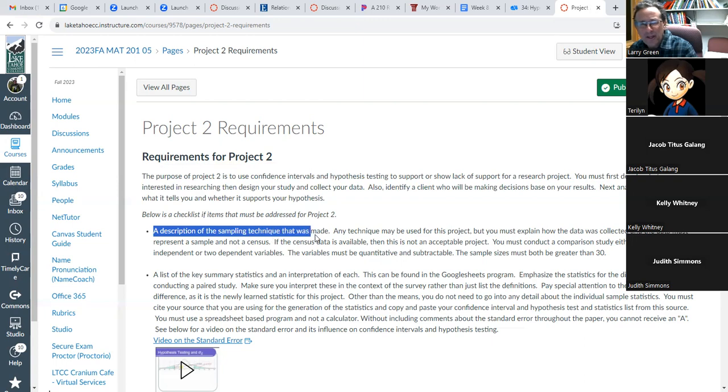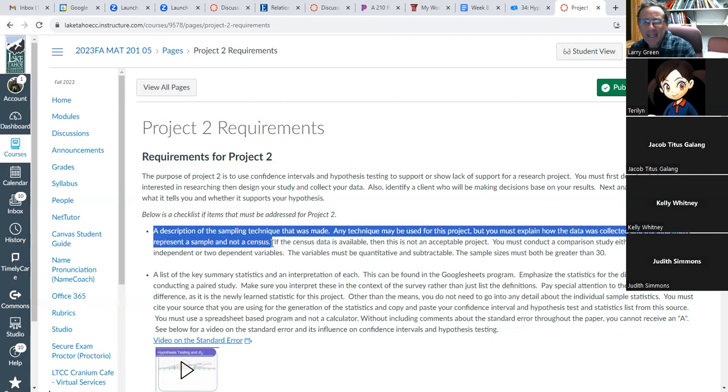And you should, in your project, describe the sampling technique. You don't need to spend a lot of time on it. And notice that any technique may be used. What's the easiest technique to use, by the way? Yeah, convenience sampling. Okay, you don't have to use convenience sampling, but hey, you don't get taken. I don't take points off if you use convenience sampling as long as you say you did. Do you see that? Okay, so you write down how you collect your data. Convenience sampling is fine. Okay.